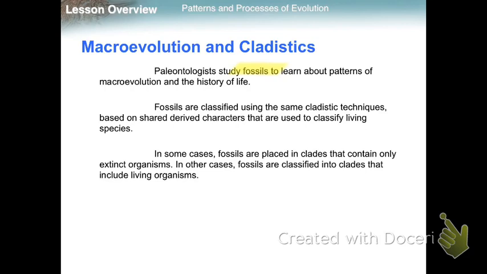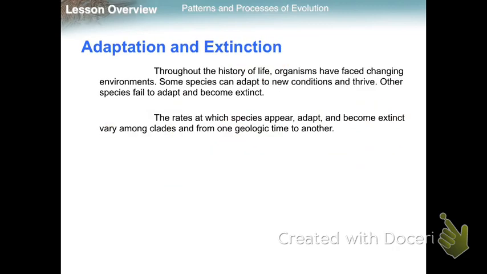Fossils are classified using cladistic techniques, derived characters that are used to classify living species that we talked about in Chapter 18. Fossils, in some cases, are placed in clades that contain only extinct organisms, and in others, they're placed into categories or clades that also include living organisms.